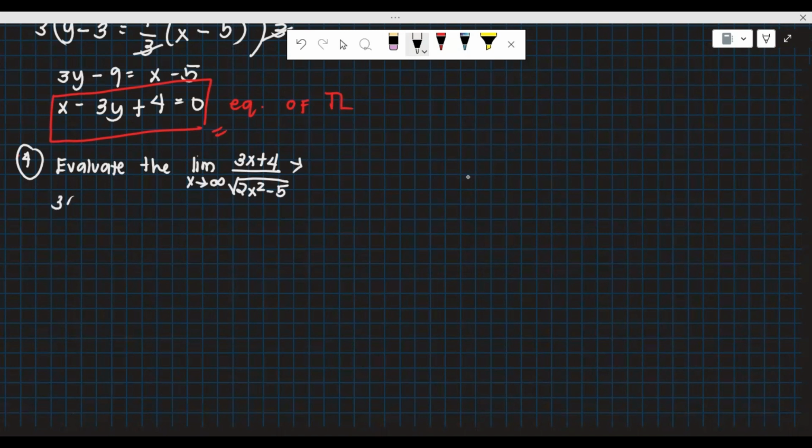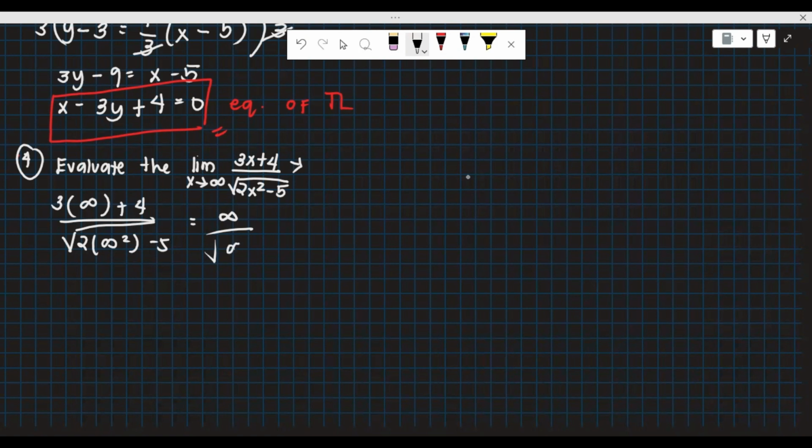So if we substitute this, 3 times infinity plus 4 over square root of 2 times infinity squared minus 5. That would be 3 times infinity is still infinity, and when you add it to a smaller number, it's still infinity. Square root of 2 times infinity squared is still going to be infinity, and when you subtract it with a smaller number, it's still going to be an infinity. So your answer will still be like infinity over infinity. But this one's actually an indeterminate value.